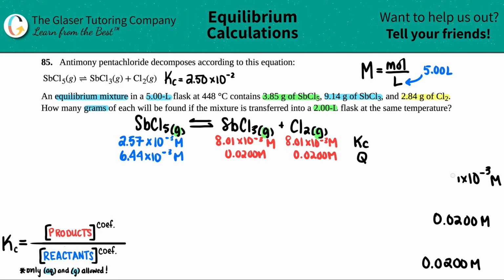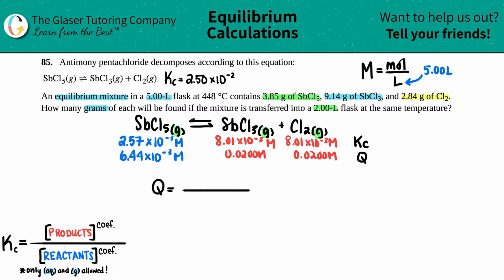So let me just get rid of this. Now I wish I could have saved the formula, but we could quickly just write it out. Instead, we're just going to write it as a Q. But Q, remember, is products over reactants as well. So Q equals concentration of products. We already did this, right, guys? So this would be SbCl3 times the Cl2 divided by the SbCl5. That wasn't so bad.